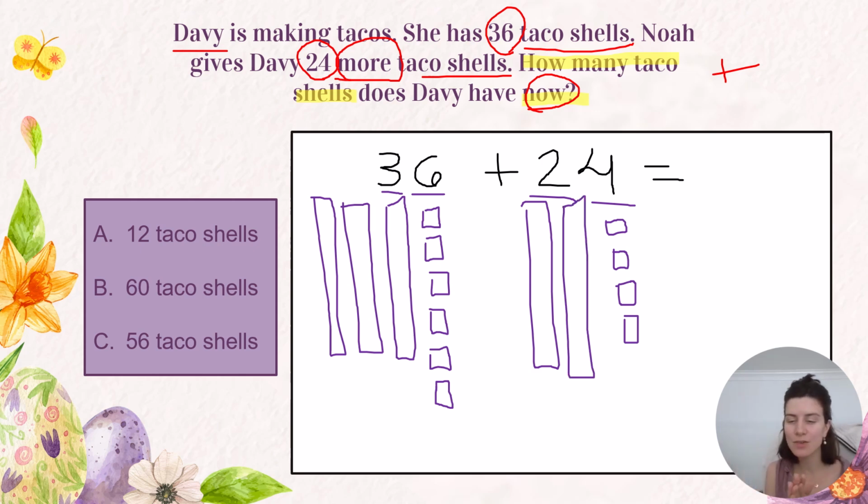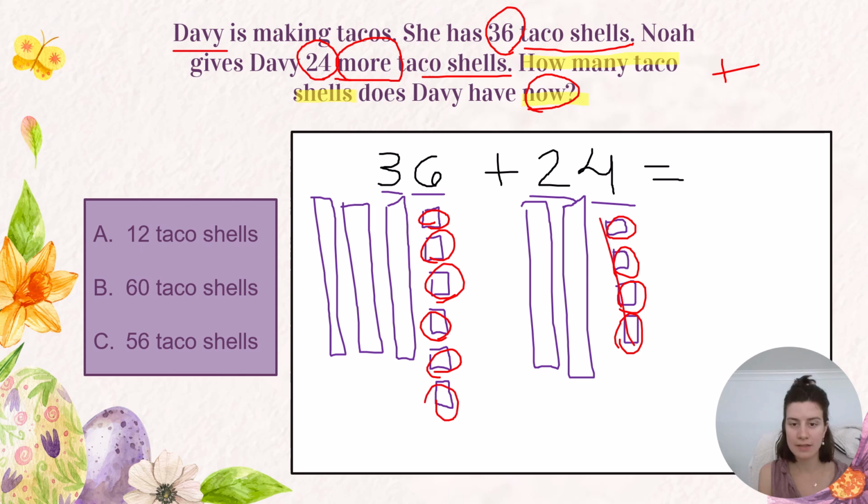Okay, I'm adding. So what I want to first do is add my ones all together first, because I might be able to make a 10 with that. So remember, if you have 10 ones, that equals 1 ten, and we'll snap those ones together. So let's count. 1 one, 2 ones, 3 ones, 4 ones, 5 ones, 6 ones, 7 ones, 8 ones, 9 ones, 10 ones. So I'm scratching all of these ones out because guess what?